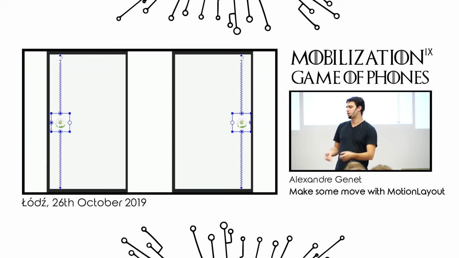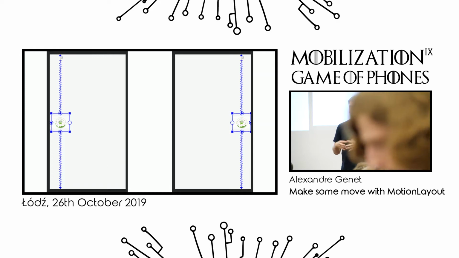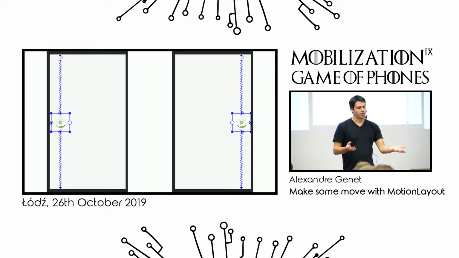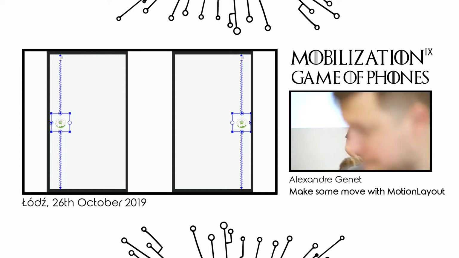So the first thing, I have those 2 views there. One has a donut on the left, and one has a donut on the right. And the idea is how I can do a transition between them. So motion layout will help you, with those 2 views, create a smooth transition between them. And that's the basic idea.